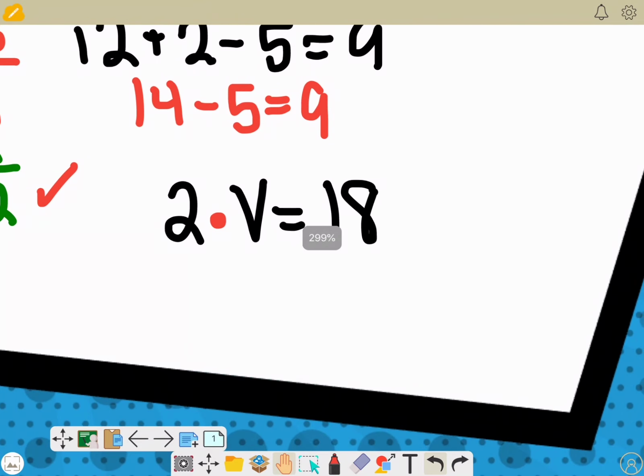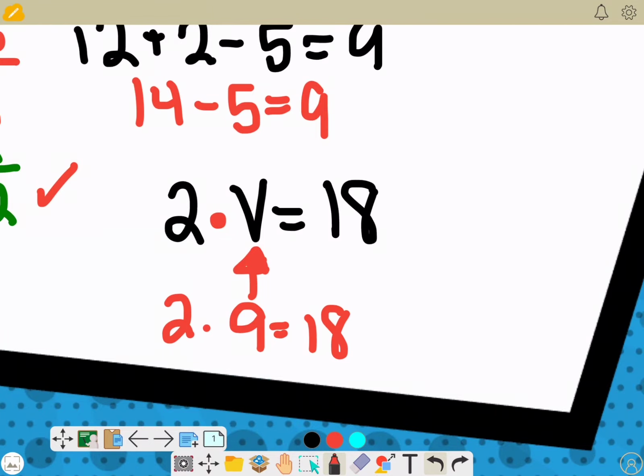So if we were to solve this, what number can you plug in to that v where it would be worth 18? 2 times 5 is 10. 2 times 10 is 20. So one's too big, one's too small. If you know your multiplication facts, I could plug in a 9 right there because 2 times 9 equals 18.